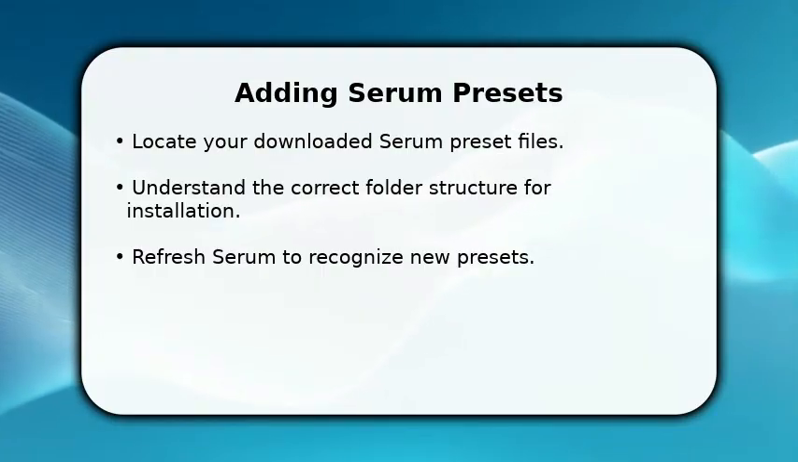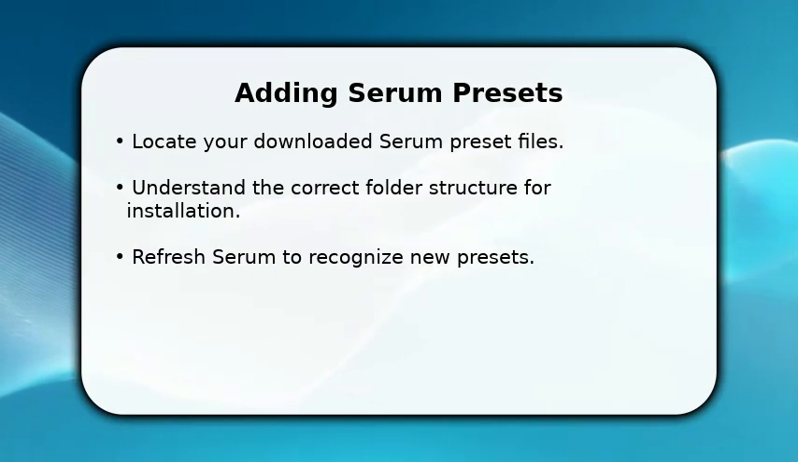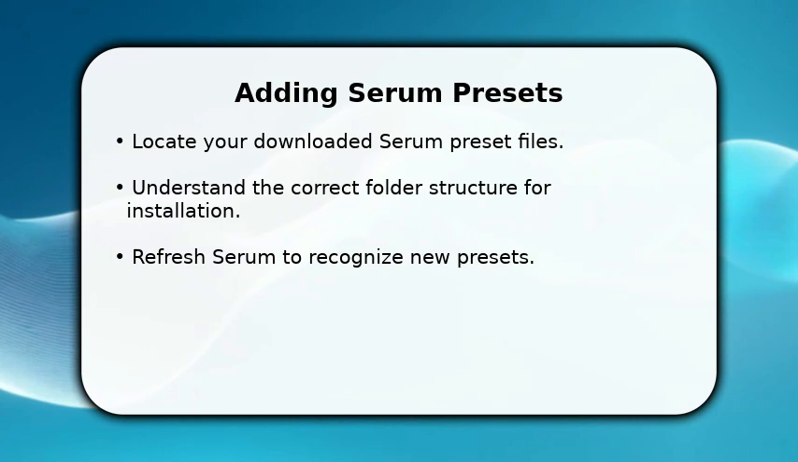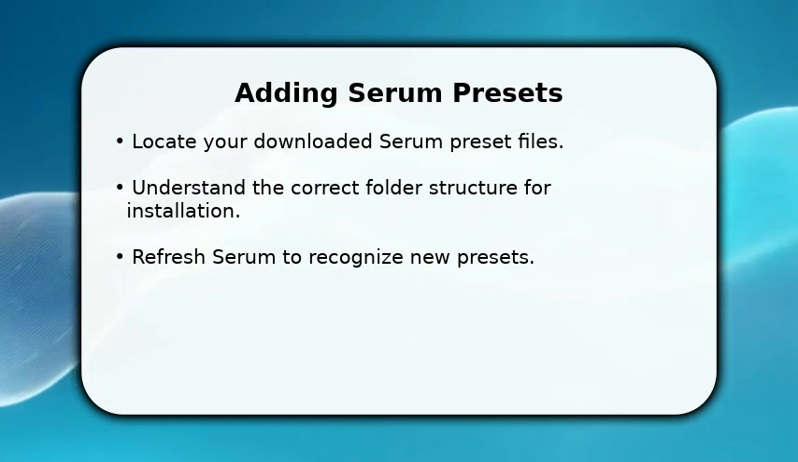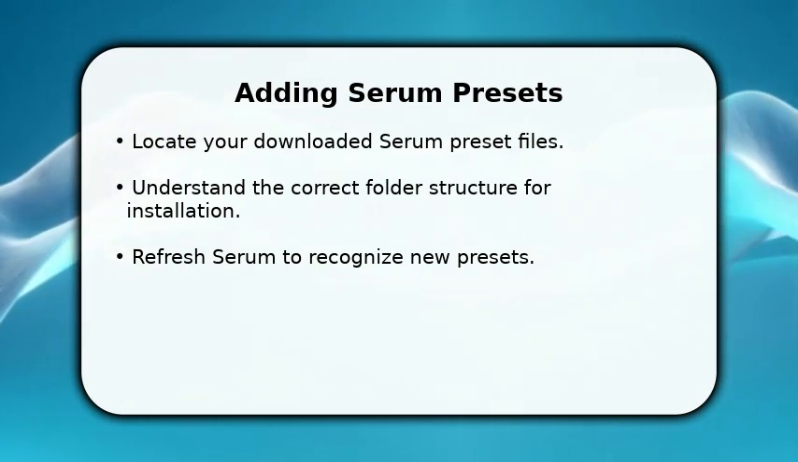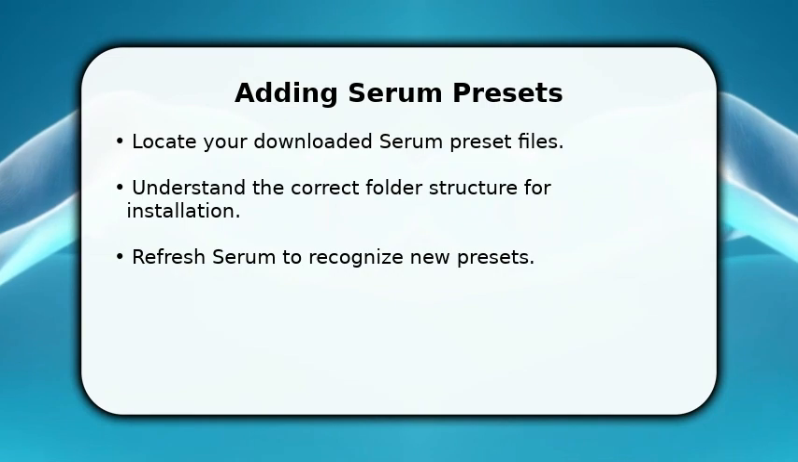In this video, I will explain how to add Serum presets. First, ensure your downloaded presets are unzipped and ready. You'll need to navigate to Serum's preset folder within your system's VST or plugin directory. This process is straightforward and ensures your new sounds are accessible. We'll cover the exact steps to place them correctly, making sure Serum can find and load them without any issues. Get ready to expand your sound library.